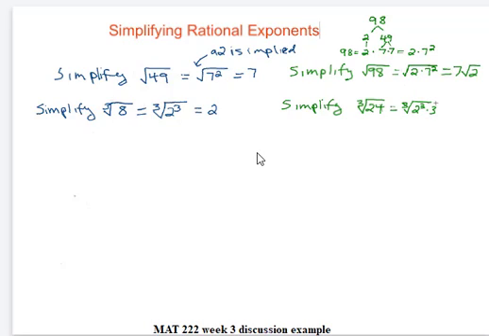Now the 3 is not raised to the third power, so it cannot come out. So when this is simplified, the 3 must stay under the radical, the cube root of 3. And the 2 can come out. Remember, it is 2 times the cube root of 3, not 2 cubed times 3.